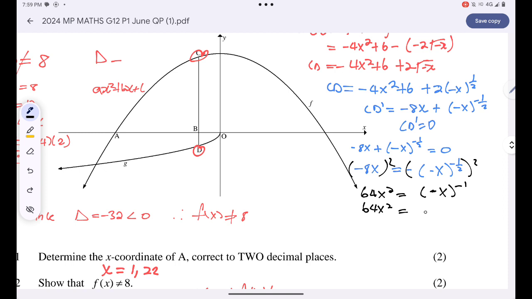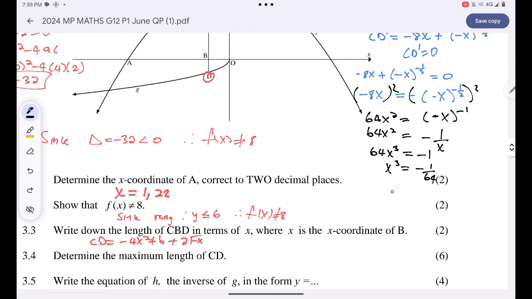64x squared will be equal to, this can be written as negative 1 over x. This and this, one and the same thing, right? I can multiply both sides by my LCD, which is x. I'll end up having 64x to the power 3 is just equal to negative 1. Then x to the power 3 is basically equal to negative 1 over 64. Find the cube root on both sides, then x is basically negative 1 over 4.